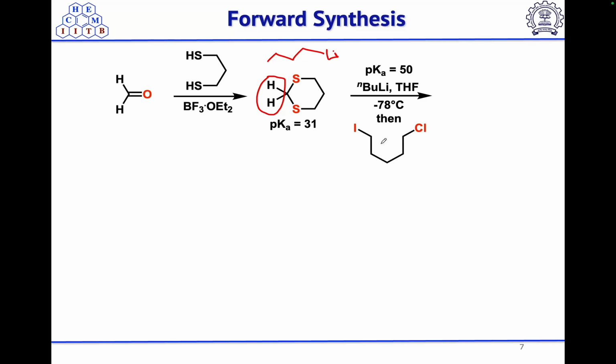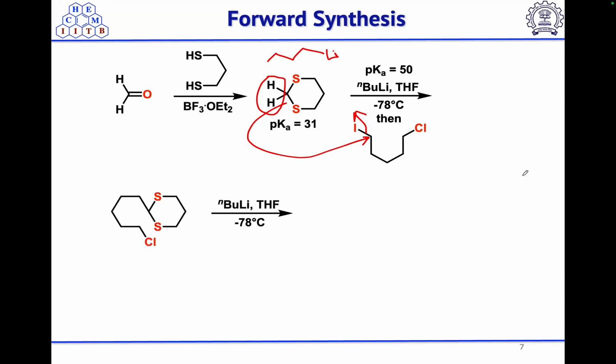Okay, and then you have to add this electrophile. Now if you see carefully, it is having two leaving groups, this C-I and C-Cl. If you think about leaving group aptitude, which is the better leaving group between iodine and chlorine? Obviously iodine is the better leaving group. So first, the displacement will happen at this carbon, and this carbon-carbon bond will form fast in this condition. So you will get this compound.